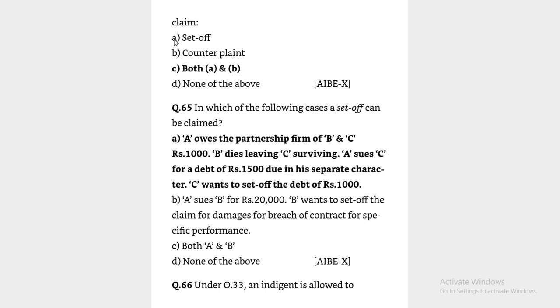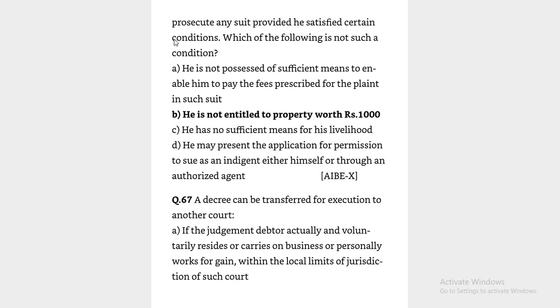Under Order 33, an indigent person is allowed to prosecute a suit if he satisfies certain conditions. Which of the following conditions? He is not entitled to property worth 1,000 rupees.